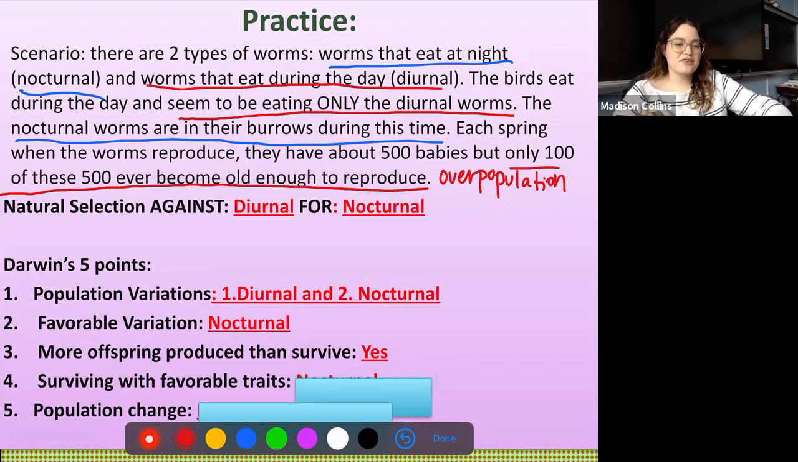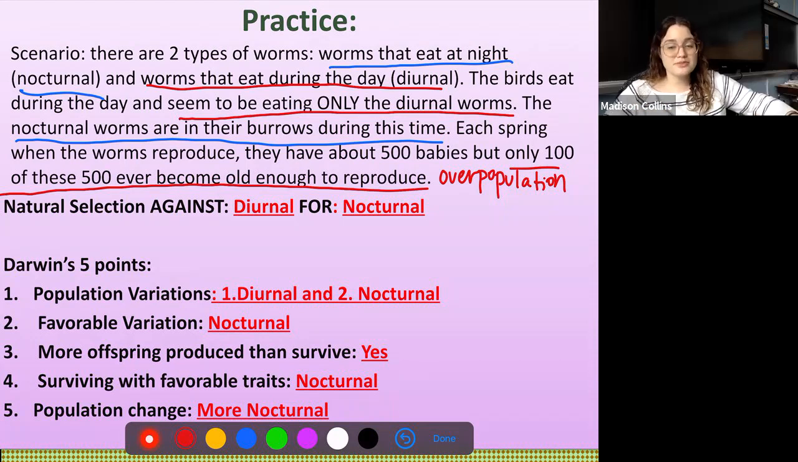So what is surviving with the favorable traits? Those nocturnal worms are surviving at a higher rate because again, they are hiding out when the birds are hungry. So over time, will we see this population change? Yes, we will see that as those nocturnal worms survive and reproduce, they're producing more nocturnal worms, but the diurnal worms, because they're getting eaten more frequently, aren't going to reproduce quite as frequently, which means over time, we're going to see that change in the species where we'll have more nocturnal worms than diurnal worms surviving and reproducing.